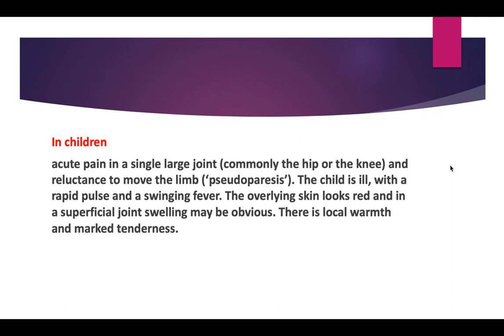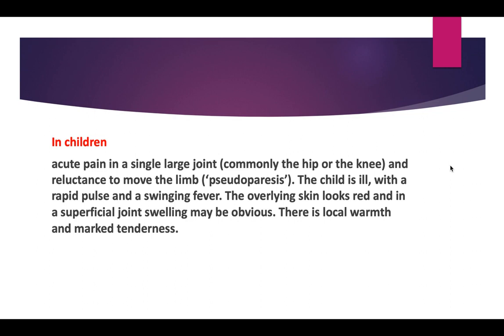Children: acute pain in a single large joint, commonly the hip or the knee, and they are reluctant to move the limb. Sometimes we call it pseudo paralysis; the child doesn't let anyone touch it. This is a sign of septic arthritis. Try to treat this child as fast as possible, because if you treat him rapidly, nothing will happen. If you delay, you may have change in the growth or you may have destruction of the joint altogether.